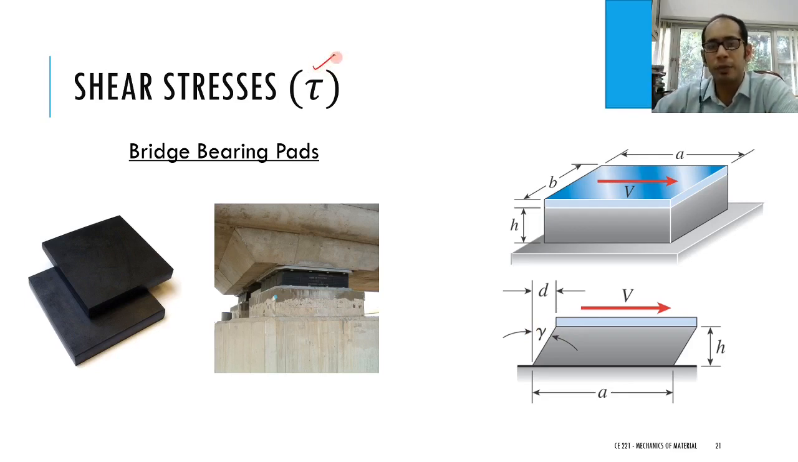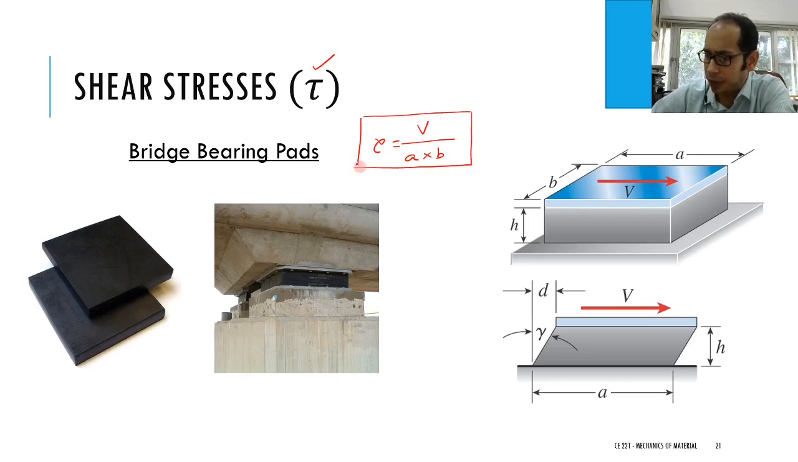Right? Now, again, remember stresses. How do we define stresses? Stresses are forces divided by the area on which the forces are acting. So in this case, if this particular force is V, this V acts over this area A times B. So my tau is going to be V divided by A times B. So this is the shear stress in a crude form. We'll see there are more elaborate formulations for the shear stresses later, but on an average, that is V divided by A times B.